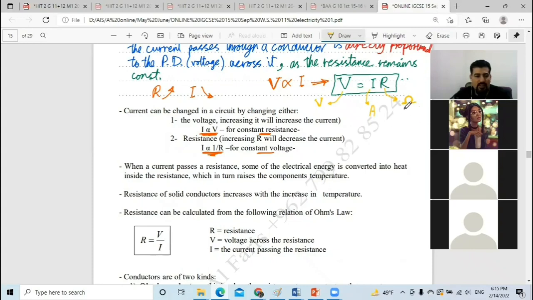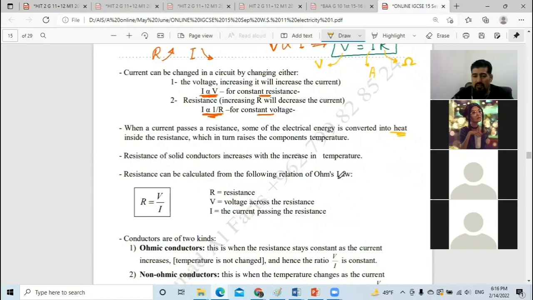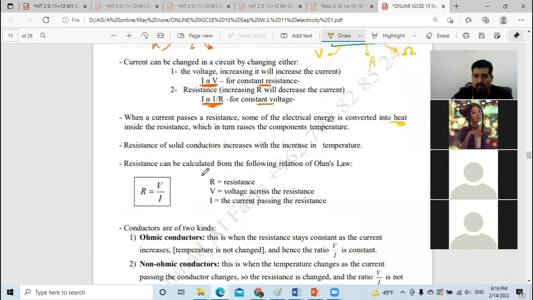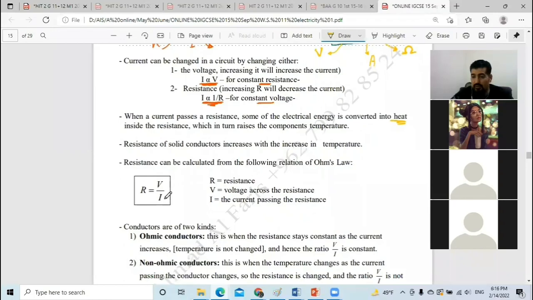Ohms, okay? Heard about it. Greek, yes, exactly. So when the current passes through the resistance, some of the electrical energy is converted into what? Into heat inside the resistance, which raises the temperature of the component. So the resistance of the solid conductor increases as the temperature increases, while the resistance can be calculated by using the following equation: resistance equals voltage over what? Over current.